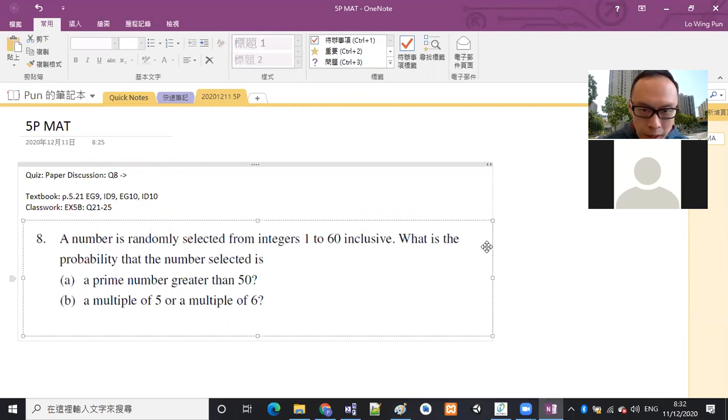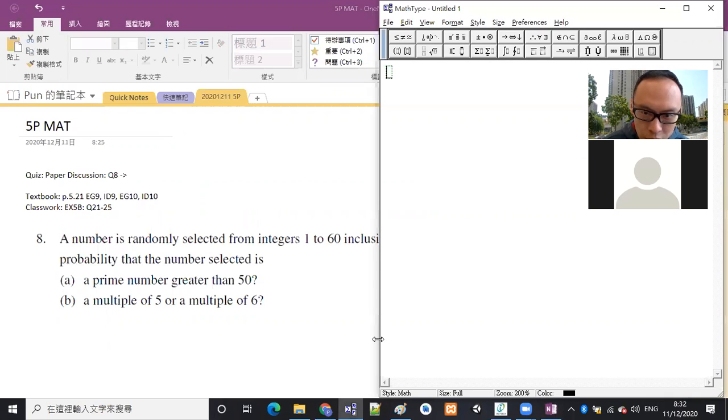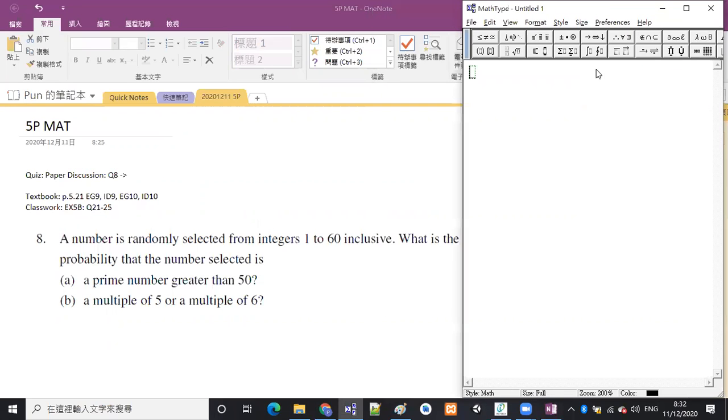So a number is randomly selected from the integers 1 to 60 inclusive. That is including number 1 and including number 60, and of course including any integers between 1 and 60. All right. So what is the probability that the number selected is a prime number greater than 50?